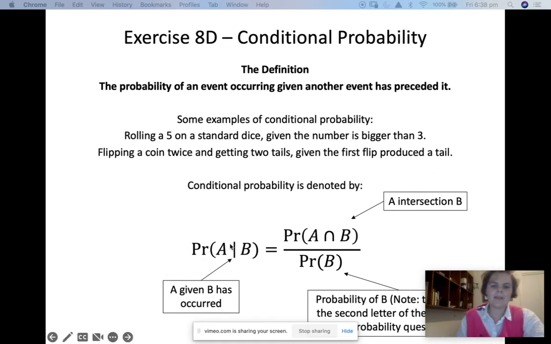So this is how it's denoted. The probability of A given B, this vertical line here means given, equals the probability of A intersect B, and it's just out of the probability of B because we already know that B's occurred. So just take note of the formula here, how it works. B goes on the denominator, and that's the second one listed. That's given. And I'll show you why in this next slide.